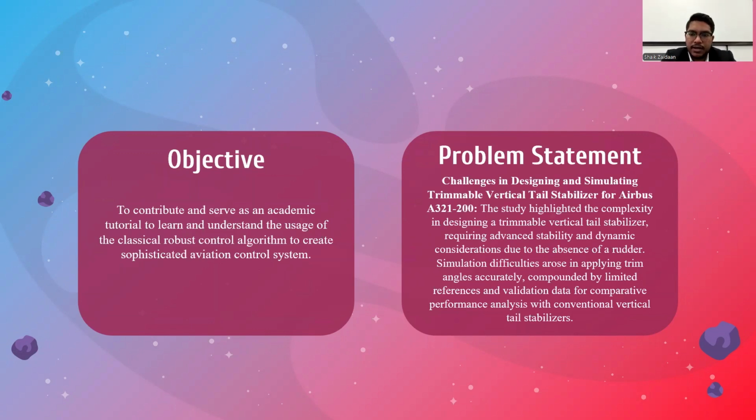This is the model which we have taken and will be working on, calibrating all the results. The study highlights the complexity in designing the trimmable vertical stabilizer, requiring advanced stability and dynamic considerations due to the absence of a rudder. Here, in place of the rudder, we'll be modifying it and making it a trimmable vertical tail stabilizer. The simulation difficulties arose in applying the trim angle accurately, compounded by limited references and validating data for comprehensive comparative performance analysis with conventional vertical tail stabilizers.